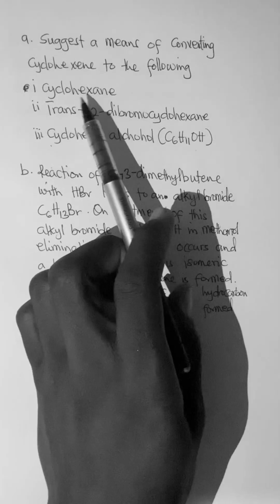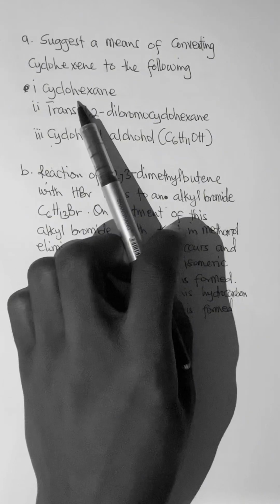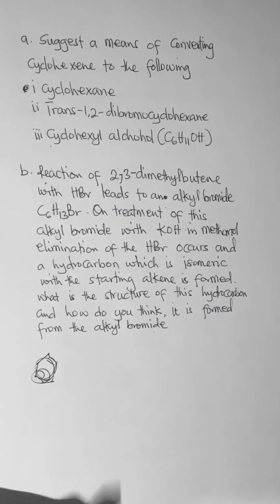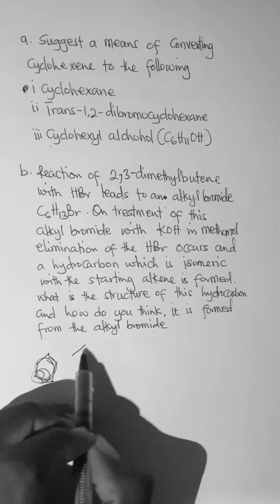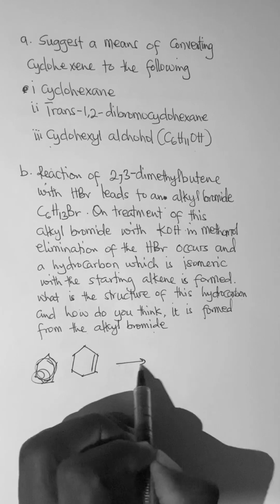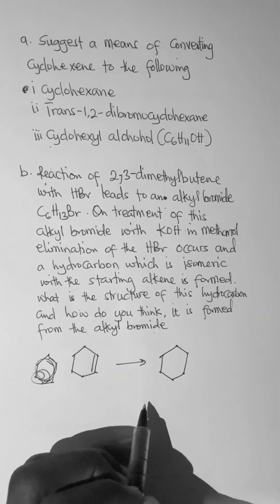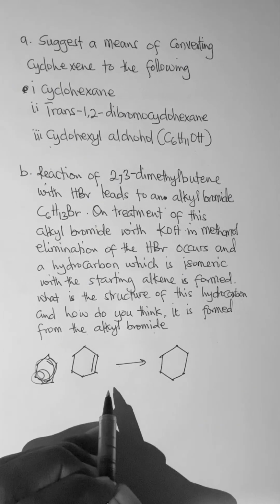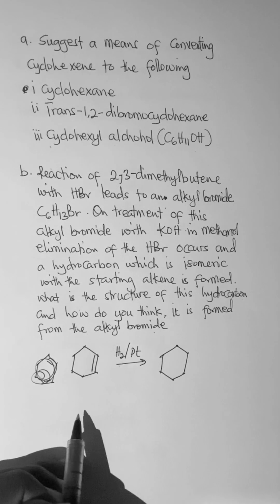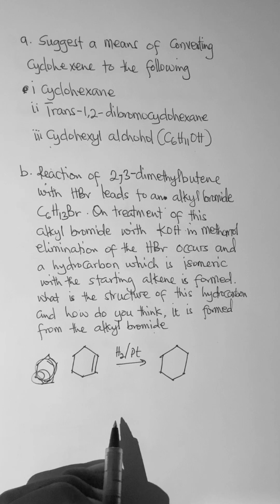So now it says to suggest a means of converting cyclohexene to the following. The first one is cyclohexene to cyclohexane. So this is cyclohexene. We are supposed to convert it to a cyclohexane. So the way to do this is to do the hydrogenation. So we just put hydrogen gas and a platinum catalyst to convert the cyclohexene to cyclohexane.